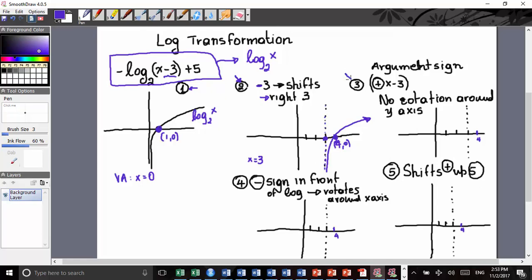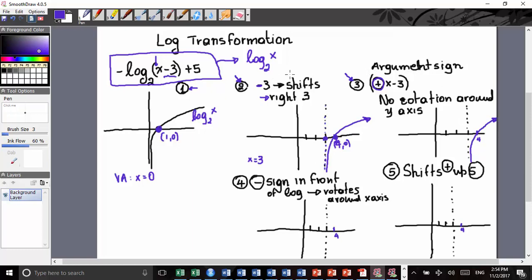The next step that I have to take is to look at the sign in front of my x inside the argument. The sign right here is plus. Since it's plus, I do nothing. If this was minus, then I would need to rotate around the y-axis. But I don't do that, because it's plus. So in this step, my curve remains as it was at the end of step 2.